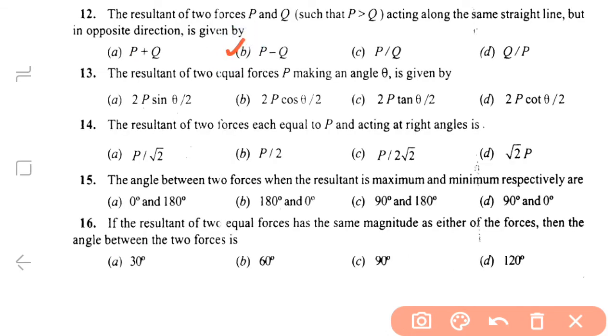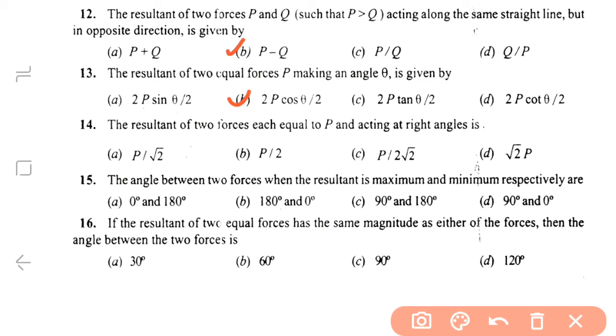Now friends, next question is, the resultant of two equal forces P making an angle theta is given by. Here friends, these are the options here, and here option B is the correct answer for this question, that is 2P cos theta upon 2.